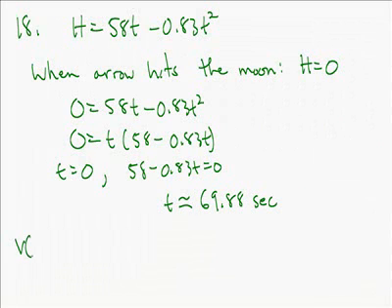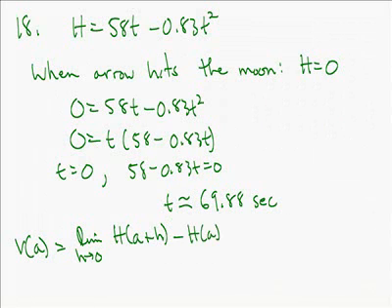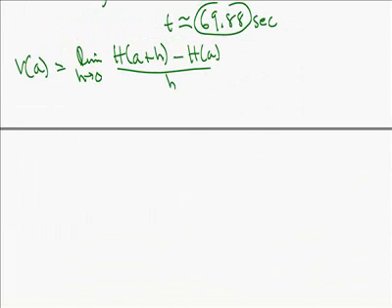Well, the instantaneous velocity v at any point a is going to be the limit as h approaches 0 of h of a plus h minus h of a, all divided by h. And so that's the limit that we want to find out. And then, once we do that, we will plug the 69.9 in for a. So let's go ahead and do this.